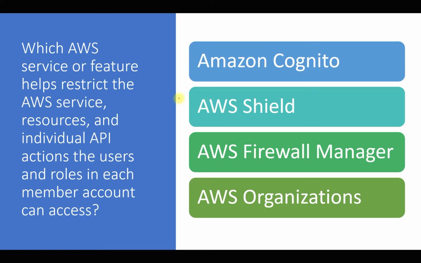So here we are looking for the service which can help us restrict the AWS service resources and individual API access. I can see that this can only be done by AWS Organizations. As we discussed, Cognito is only for providing sign-in and sign-up services for mobile applications, so it's not correct. AWS Shield is used for protecting from DDoS attacks, so it is not what the question is looking for. And Firewall Manager is for managing security related services in AWS. So our answer will be AWS Organizations for this question. Let's talk about the next question now.